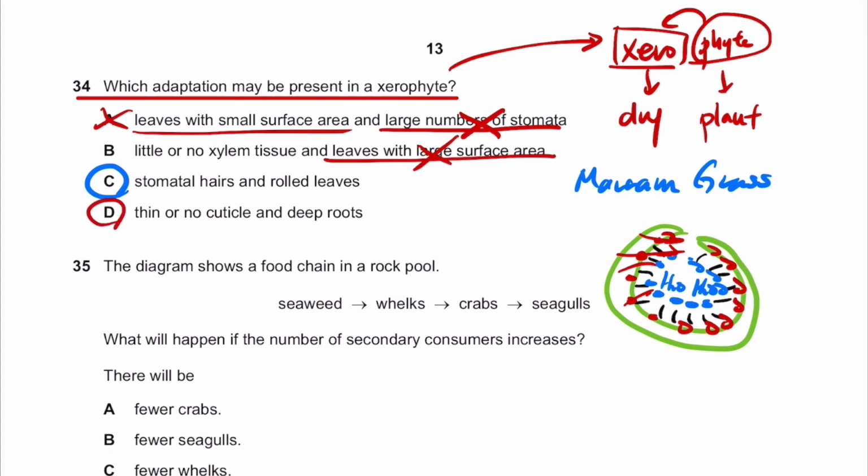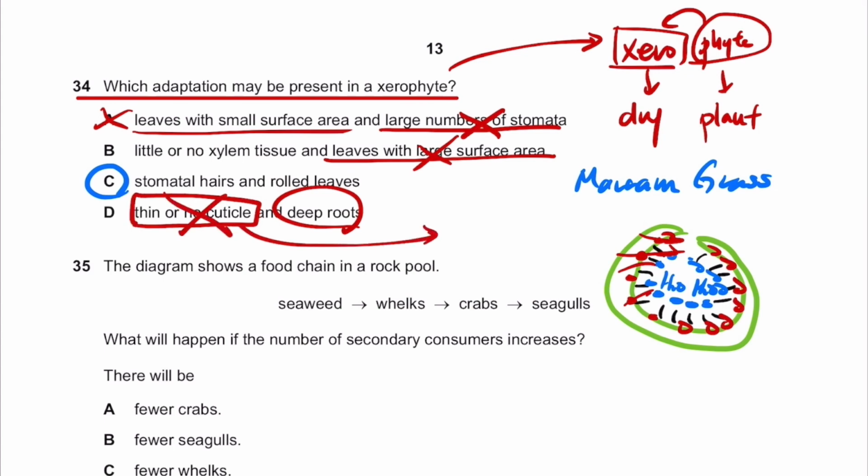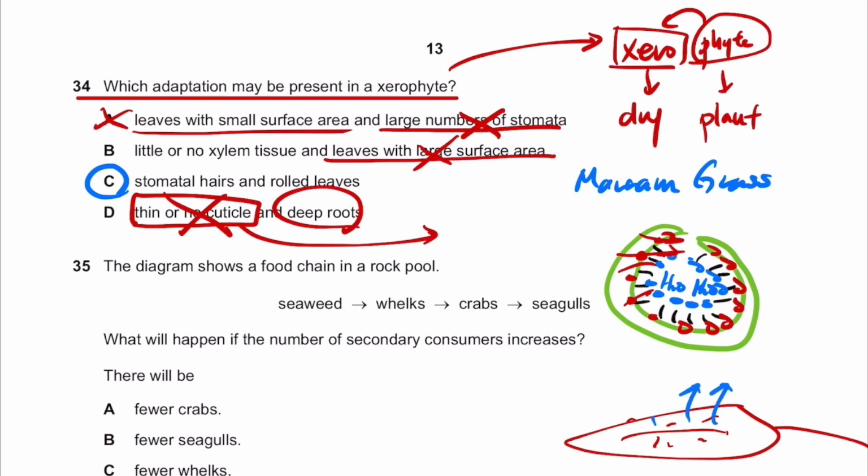Number D, thin or no cuticle and deep roots. Deep roots is absolutely right. It's a very good adaptation that the xerophytes can have. However, thin or no cuticle, no. Cuticles are like waterproof materials. So if the leaf has no cuticle, the water molecules inside the leaf will just evaporate and get out of the leaf. So no way. So the answer is C for this one.